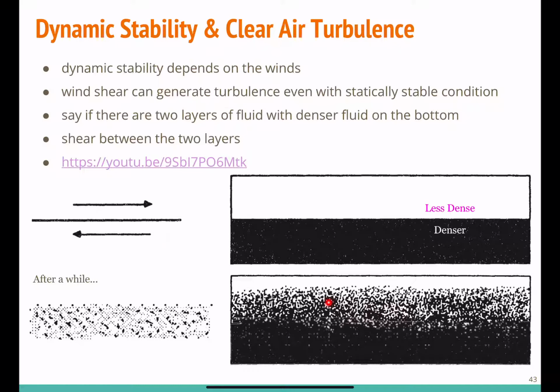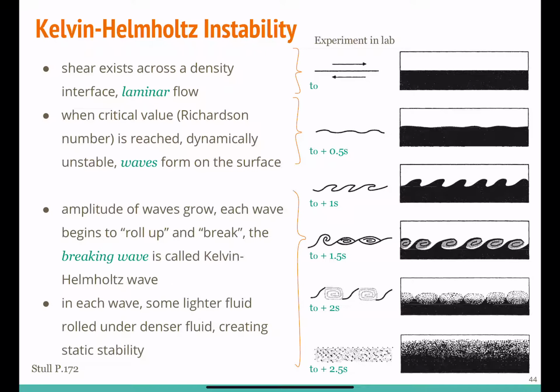And after a while what we can see is this: we have a lot of mixing. Even though this is very stable, how does that happen? So first of all, we have laminar flow, which means that there is no vertical components in this shear, okay? And then when a critical value is reached, we will talk about this Richardson number in the next section, okay?